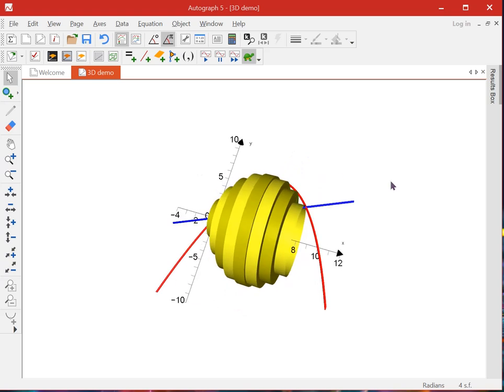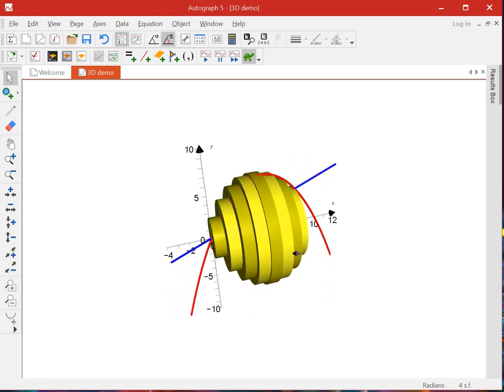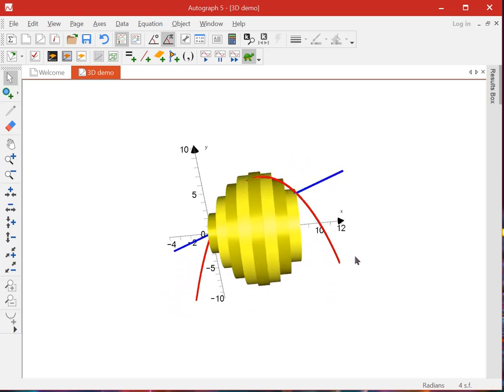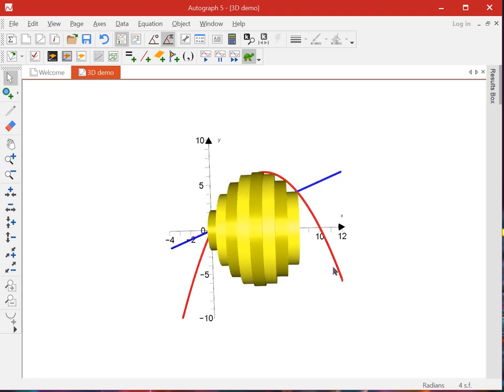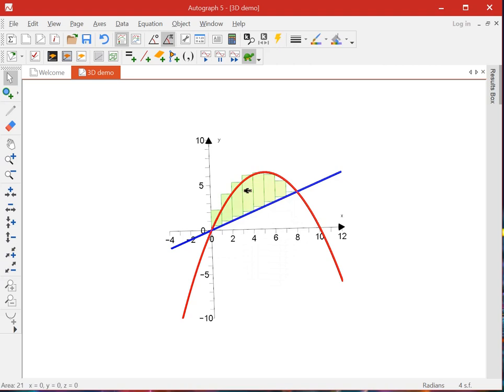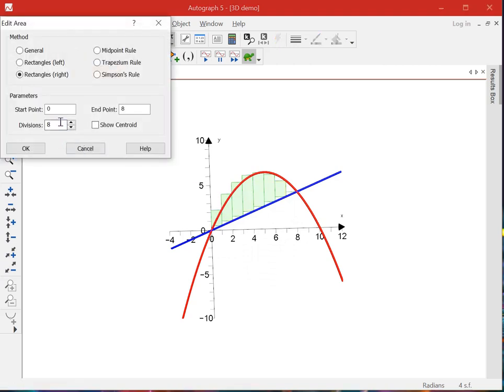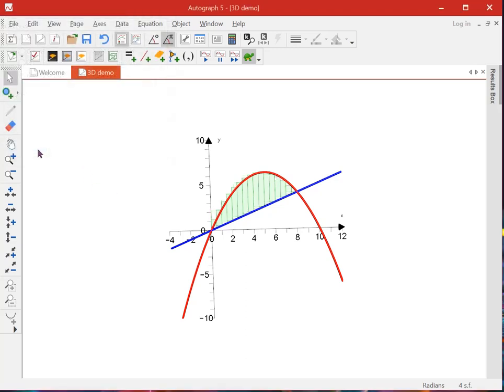The sum of the volumes of all these washers is obviously not going to be the same as the volume of that beautiful shape that we were looking at before, but it gives you an estimate. And of course, I can do more rectangles, which would create more washers. I think you see where I'm going here.